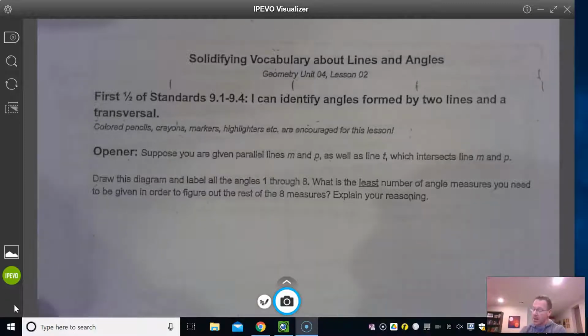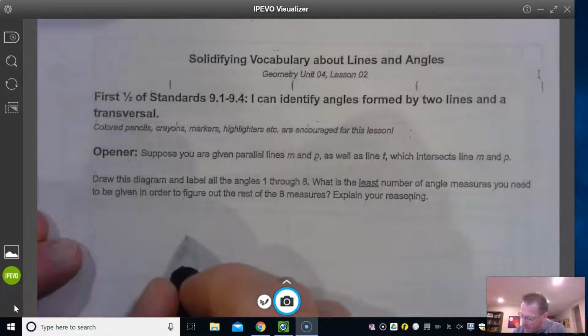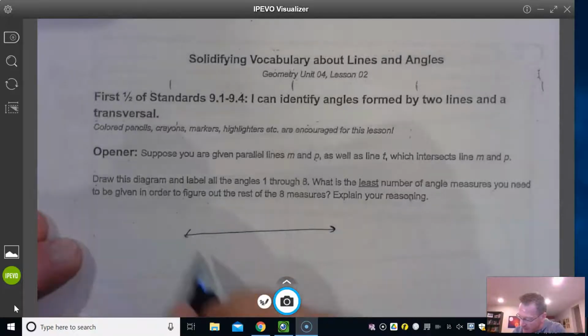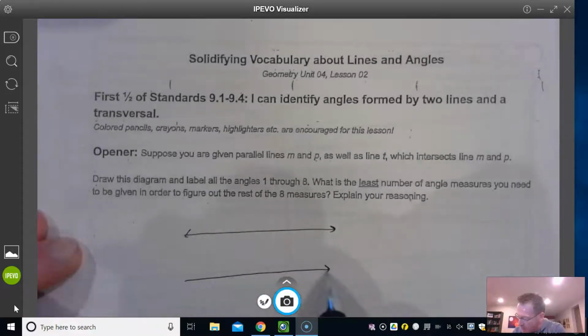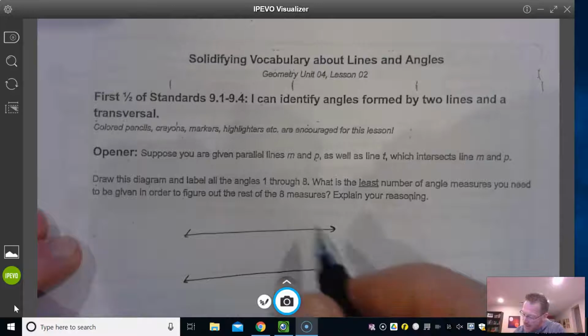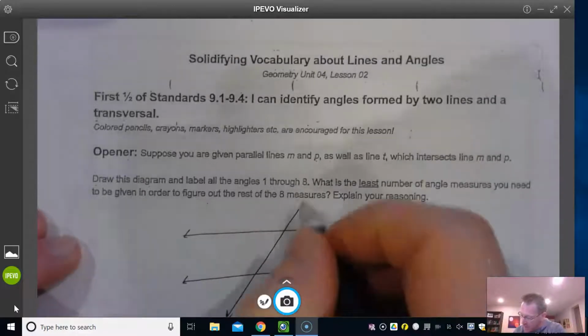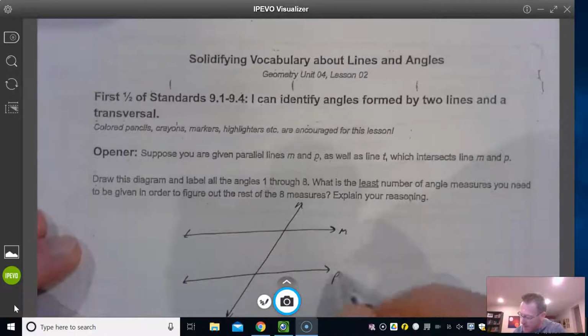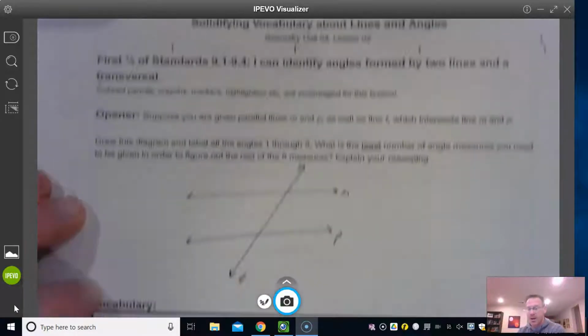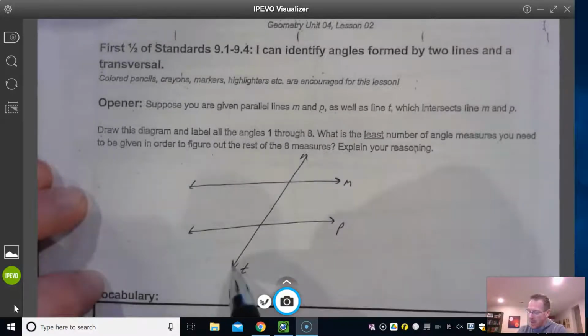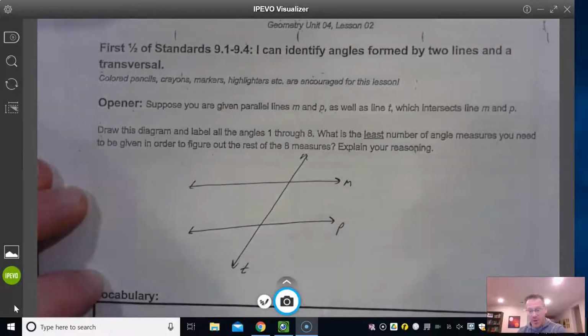All right, so here's what we have. We have these parallel lines, here's our two parallel lines, and then we have line T, which intersects those. Here's line M, here's line P, and there's T, and that's the transversal. A lot of times that is labeled T to stand for transversal, which means it intersects these two lines.